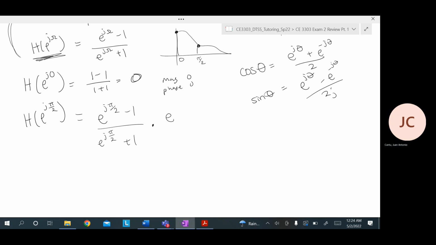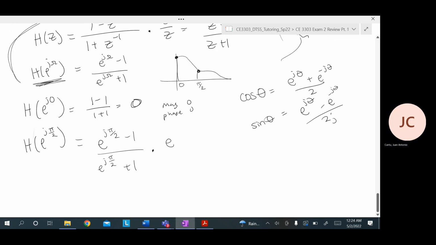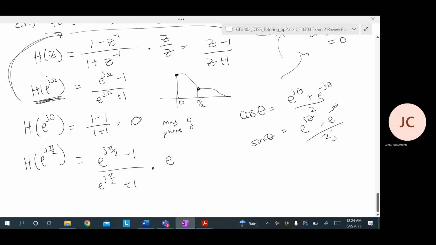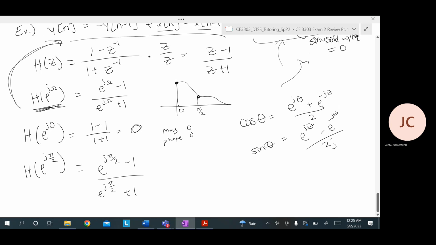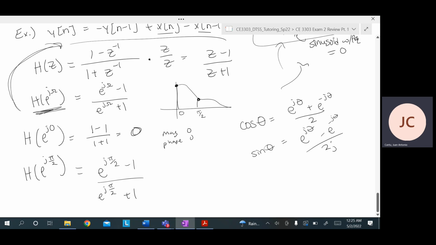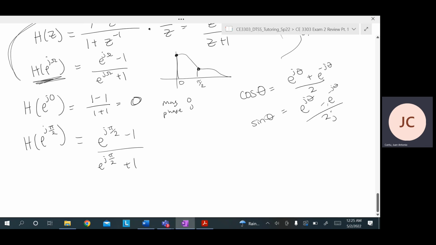Oh, wait a minute. I think I made a mistake somewhere. So we had e to the j omega. We plugged our pi halves in, which is good. Okay, let's see.